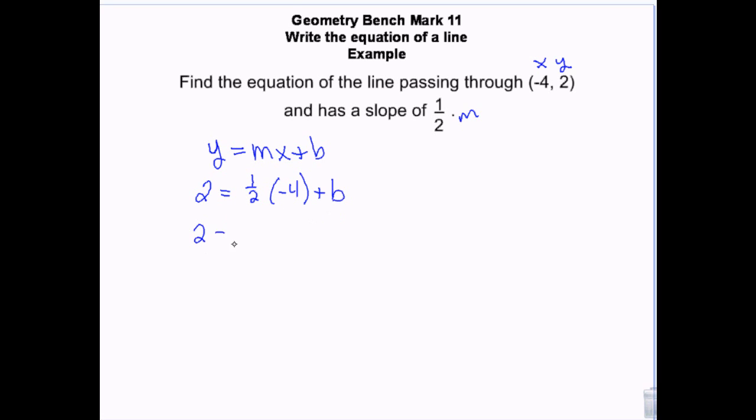So 2 is equal to 1/2 of negative 4. 2 goes into negative 4 negative 2 times. Add 2 to both sides. B is 4. And so my equation is 1/2 x plus 4.